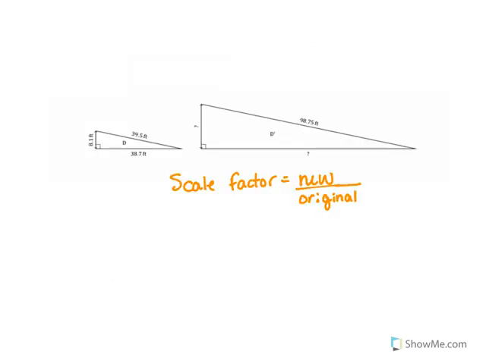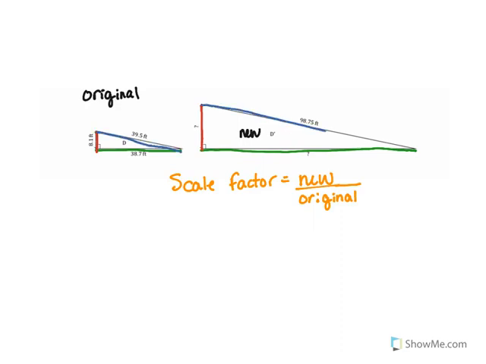Okay, remember our scale factor is new over original. We know this is the new one, because it says prime. This is the original. So we can't use these green ones to find the scale factor because we only have one of them. We can't use these red ones to find the scale factor because we only have one of them there too. So we have to use these blue ones to find the scale factor.